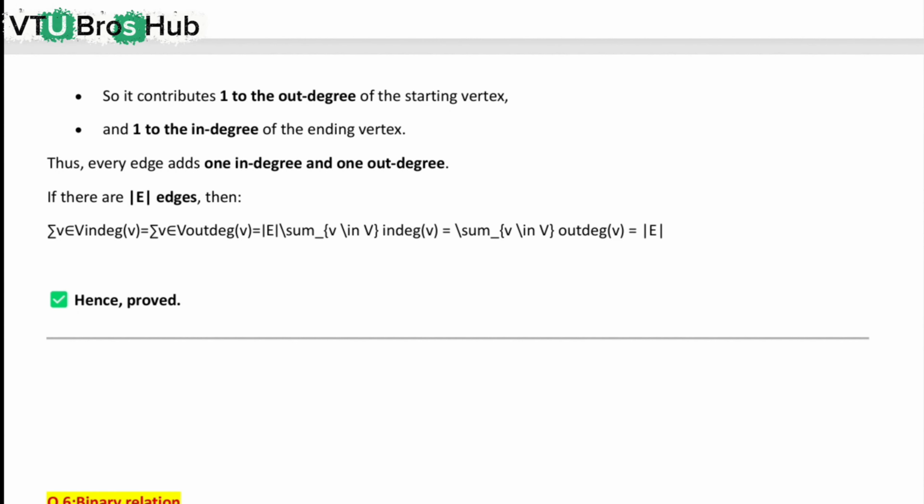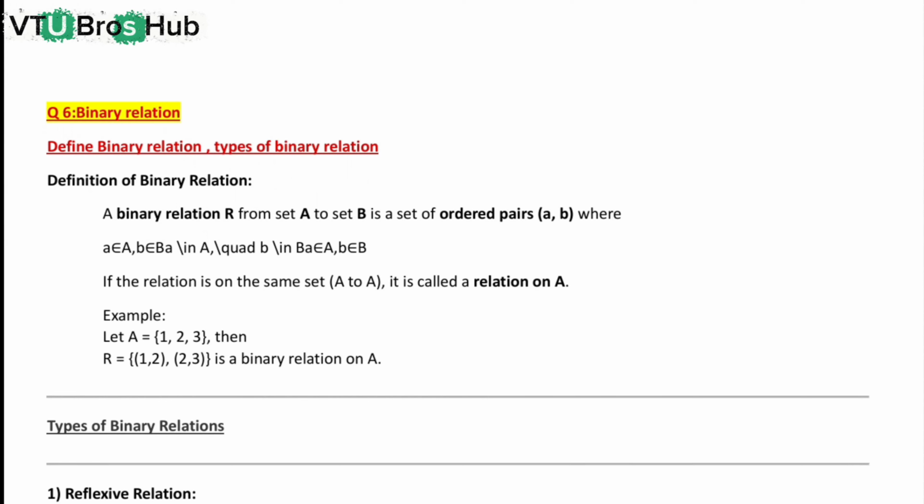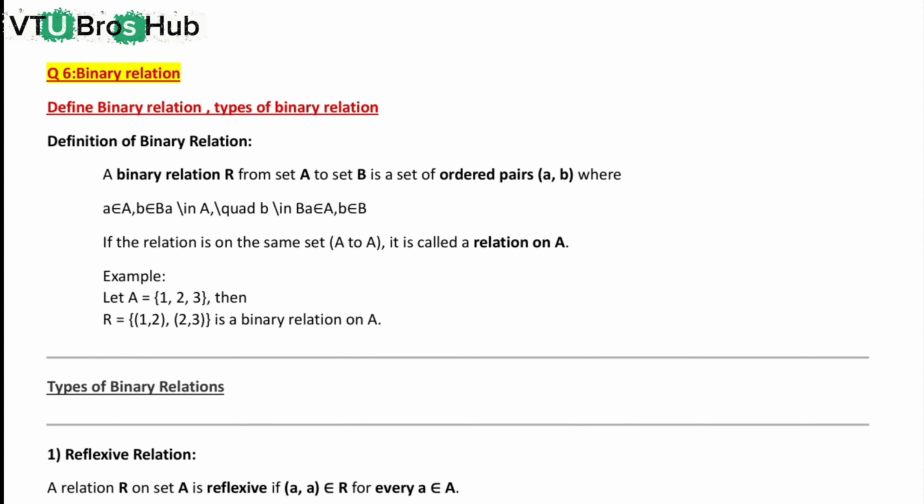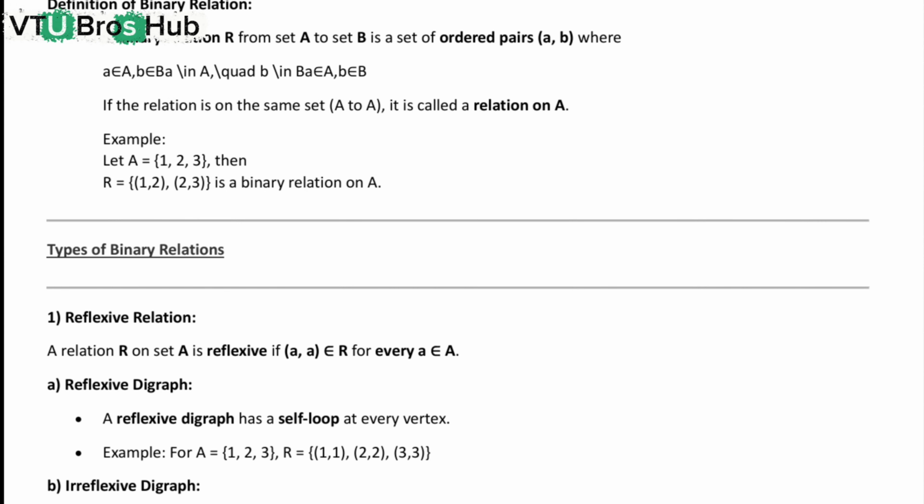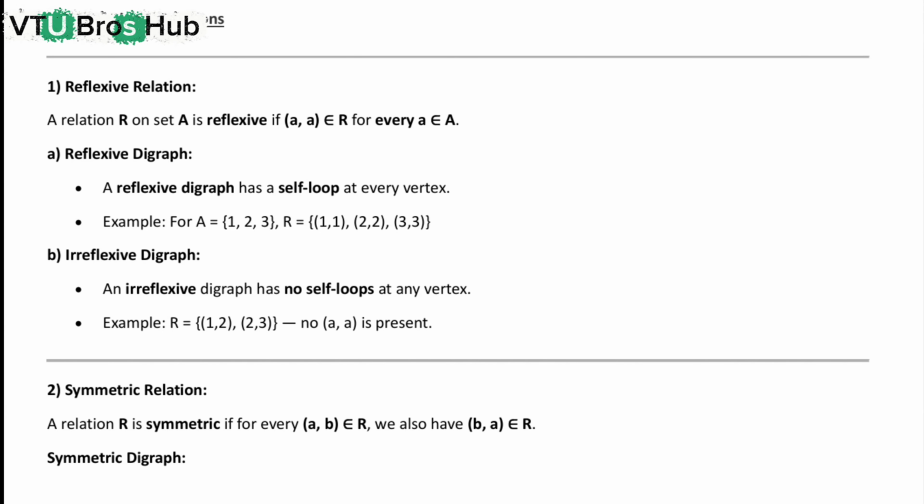Let's now go through the important theory. Types of binary relations, using examples and digraphs. Question. Explain different types of binary relations. 1. Reflexive relation. A relation R on set A is reflexive if for every element a in A, the pair (a, a) is in R. Reflexive digraph has a self-loop at every vertex. Example. A equals set of 1, 2, 3. R equals {(1,1), (2,2), (3,3)}. Irreflexive digraph has no self-loops at any vertex. Example. R equals {(1,2), (2,3)}. No pair like (a, a) is present.